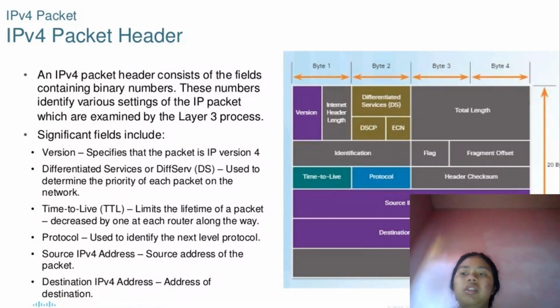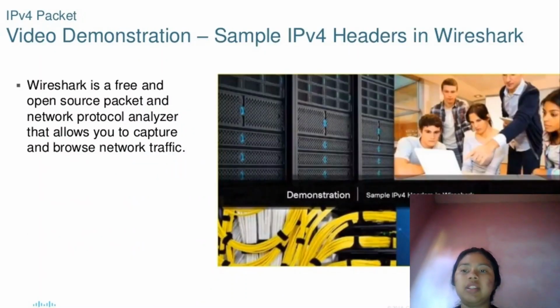IPv4 packet header. An IPv4 packet header consists of fields containing binary numbers. These numbers identify the various settings of the IP packet, which are examined by the layer 3 processes. The fields include version, differentiated services or DiffServ, time to live or TTL, protocol, source IPv4 address, and destination IPv4 address.